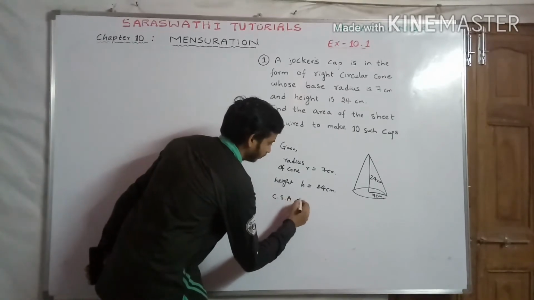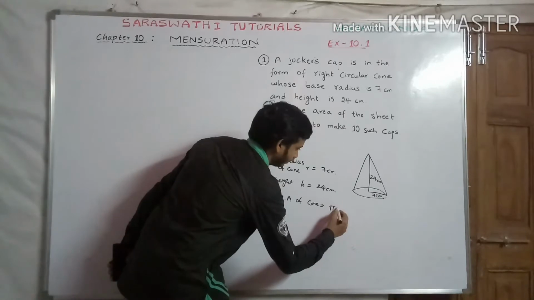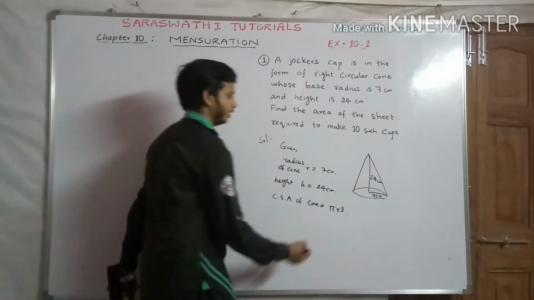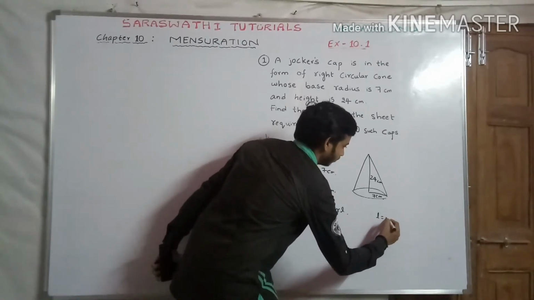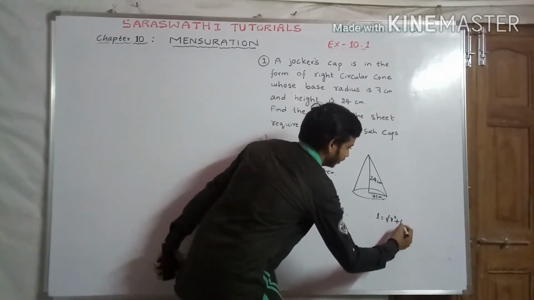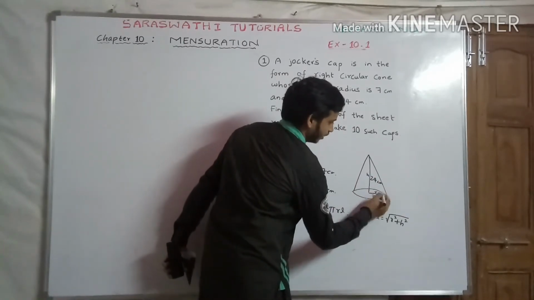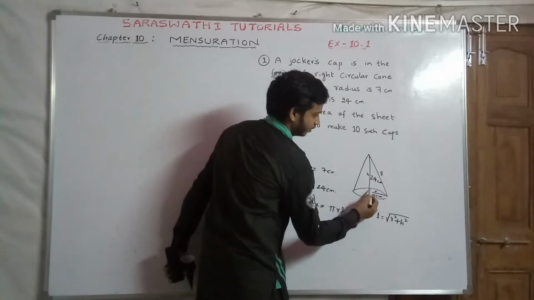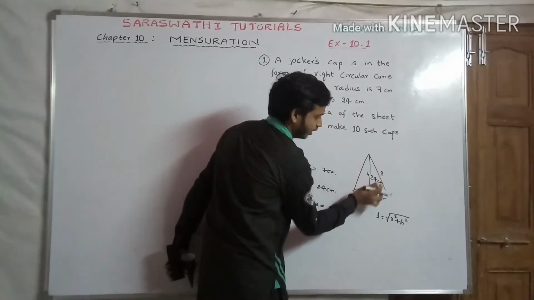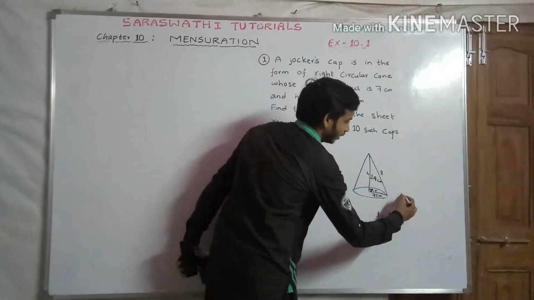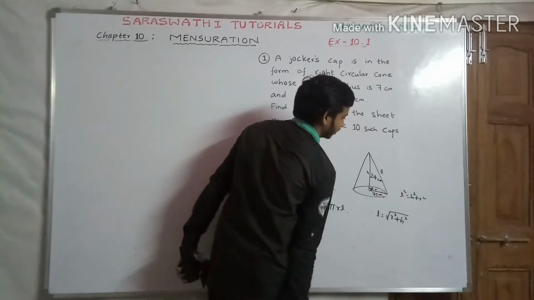Now find the curved surface area of the cone. The formula is pi R L, so first find L. L equals the square root of R square plus H square. This is the height, this is the radius and this is the slant height. Here it is 90 degrees. Applying the Pythagoras theorem, L square equals H square plus R square.